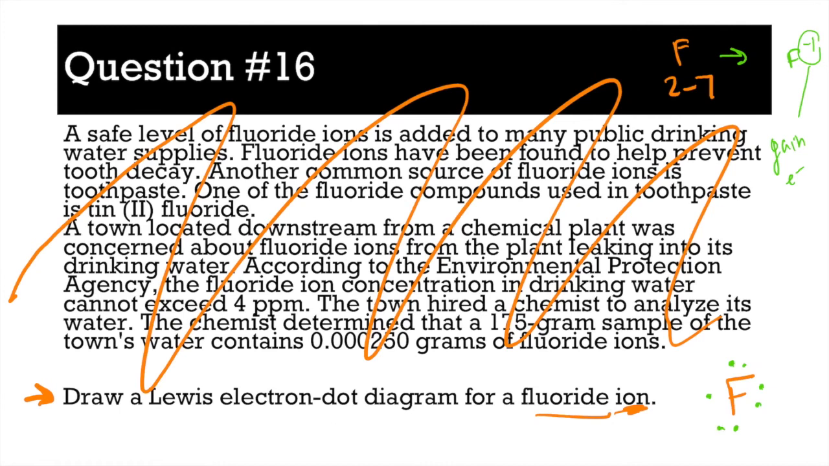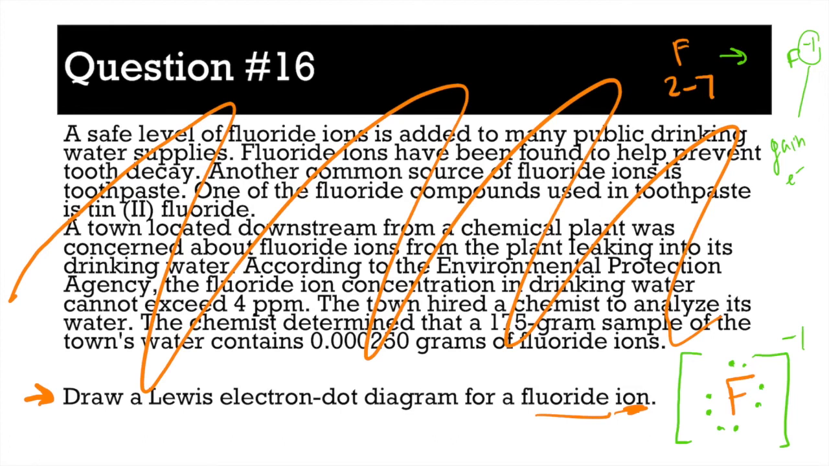So again, fluorine normally has 7, but that ion gains 1 more. So nonmetal ions always have 8 dots. And then add your brackets and a negative 1 charge. Again, that negative 1 charge means that 1 electron was gained. And that's what it is.